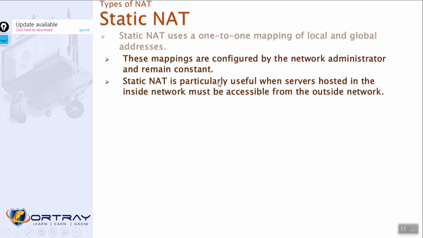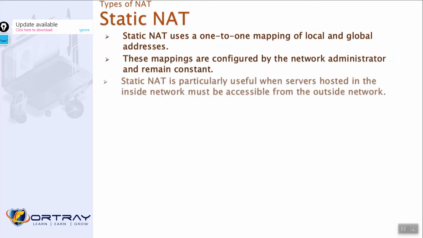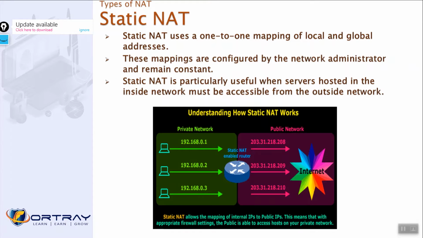Okay, there are two types of NAT. Static NAT uses one-to-one mapping of local and global addresses. This mapping is configured by the network administrator and remains constant. Static NAT is particularly useful when you host servers on the inside network. So here you can see there are two types of NAT: static NAT and dynamic NAT.